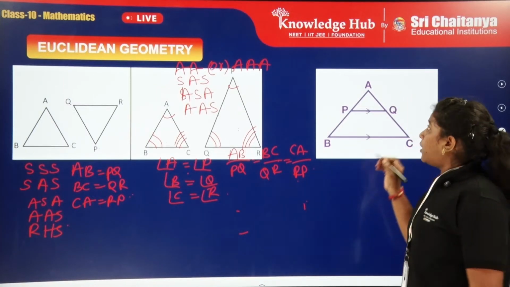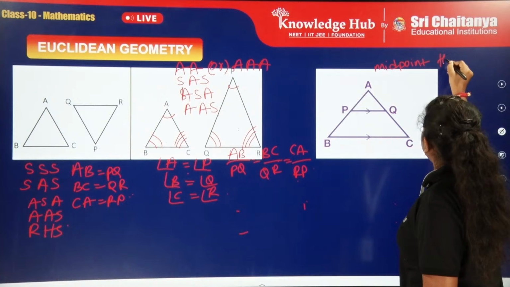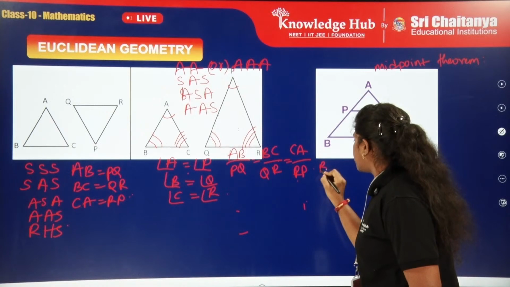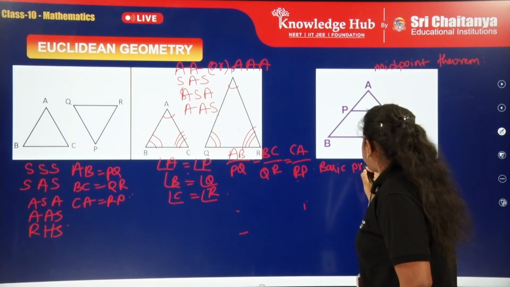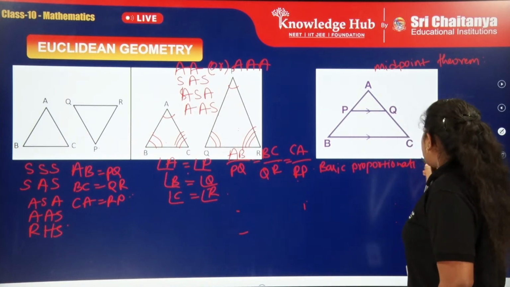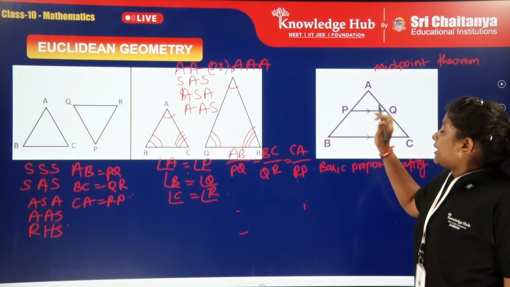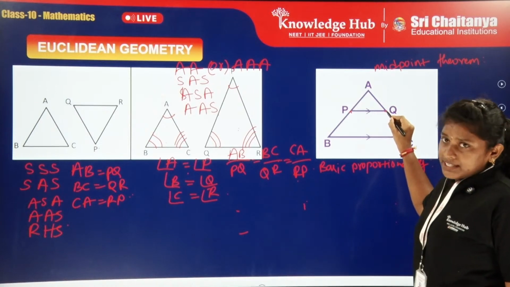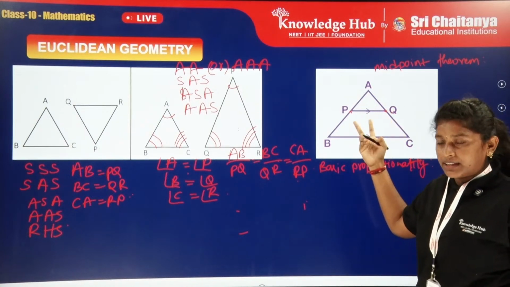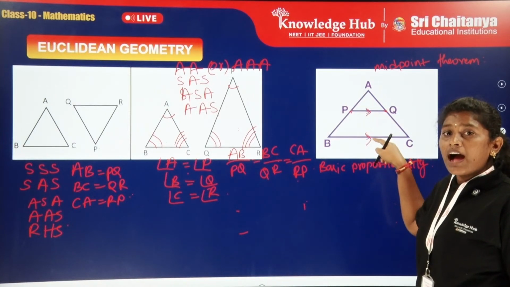So that is nothing but your midpoint theorem, and the next one is the basic proportionality theorem. Okay, so coming to the midpoint theorem: if I have P as the midpoint of AB and Q as the midpoint of AC, then PQ is the line joining the two midpoints of two sides of a triangle. Now the line will be parallel to the third side and is equal to half of BC.